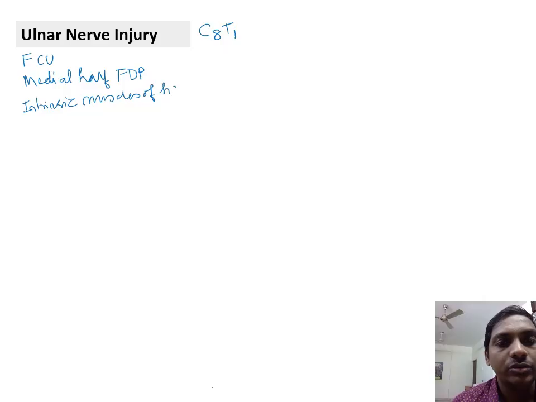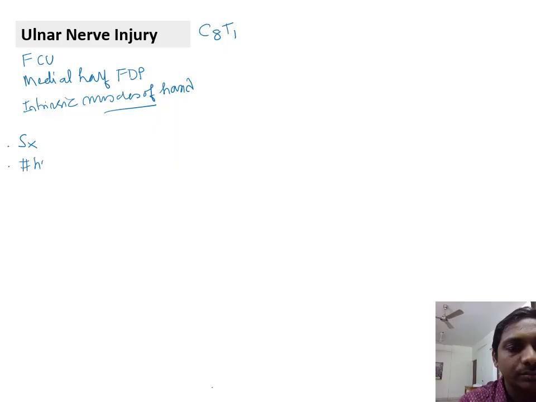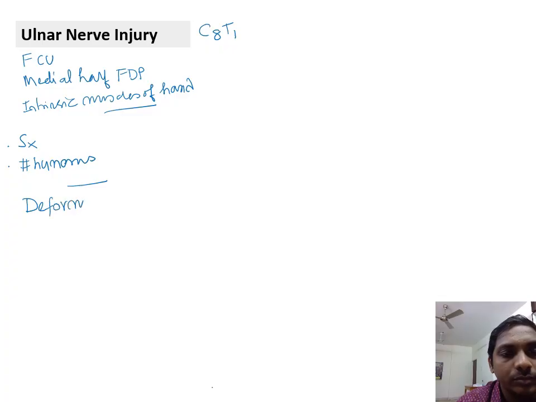So ulnar nerve injury usually occurs due to surgical trauma or fracture of the humerus, and the deformity caused due to ulnar nerve injury. The classical deformity is clawing, claw hand.